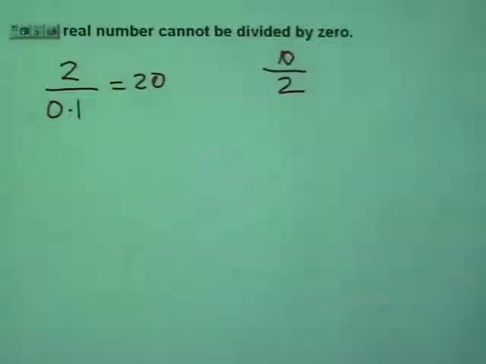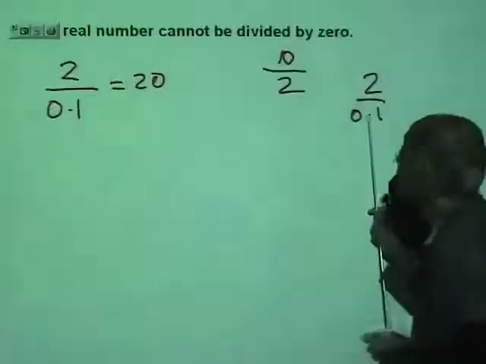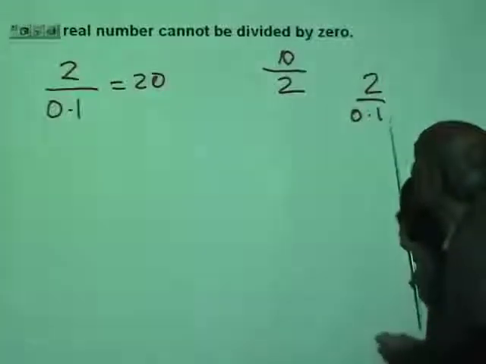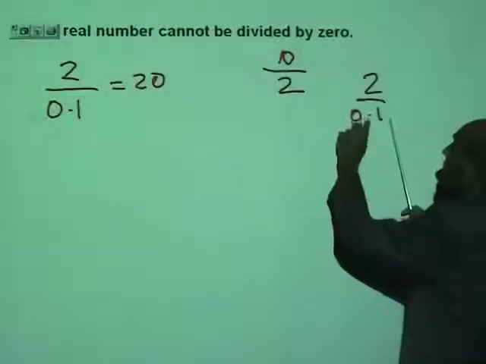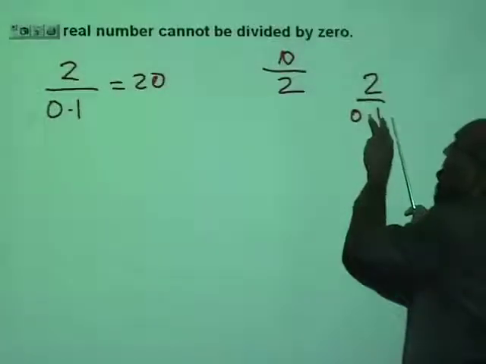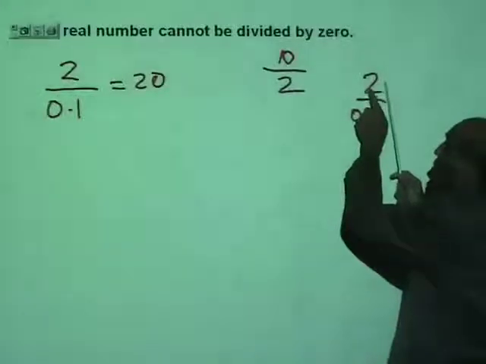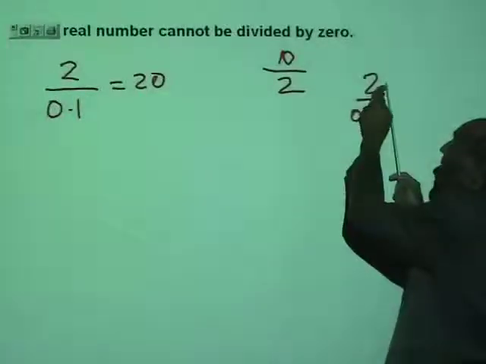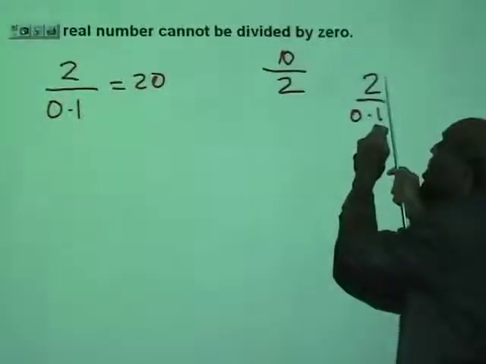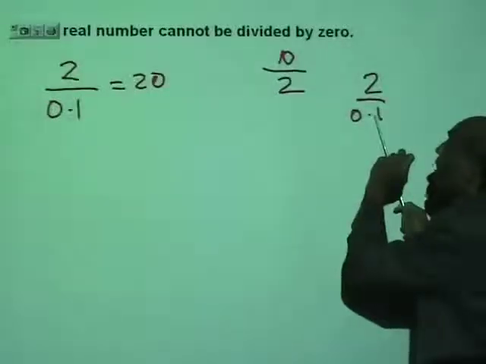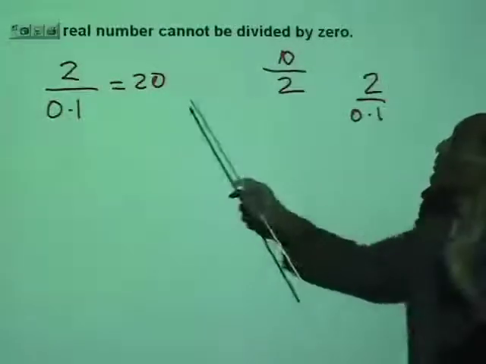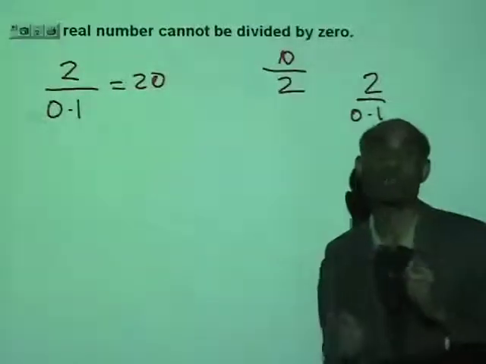Do you have any trouble understanding this? Well, look at this on the right side. 2 divided by point 1. I can do this by making the denominator a whole number by moving the decimal one place to the right. When this decimal moves one place to the right, this becomes 1. And do the same on the top. Move the decimal one place to the right, this becomes 20. So 2 over 0.1 is 20 over 1, which is 20.